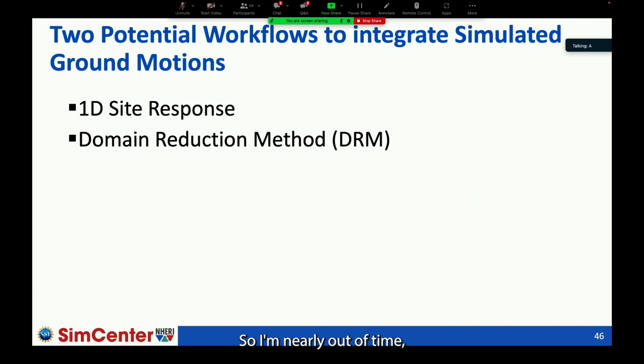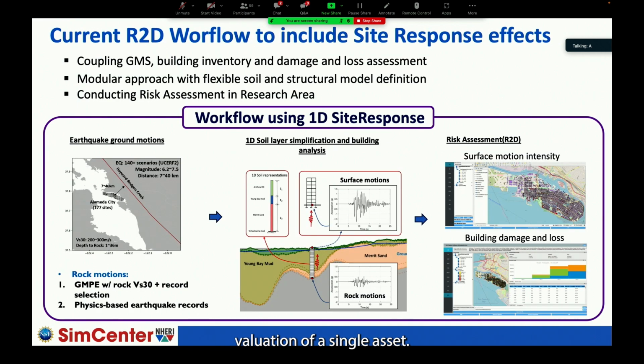So I'm nearly out of time, but I added a couple more slides at the end to talk about, I think, two different problems which are fundamentally different in using the ground motion simulations that might come out of the work done here, and how we would plug those into our workflows. So one is taking those and doing simple 1D site response to our buildings, if you're thinking about regional simulation, or the domain reduction method, which was discussed yesterday, to do a much more detailed evaluation of a single asset. So we're integrating both of these options, and then users can decide how they want to use them.